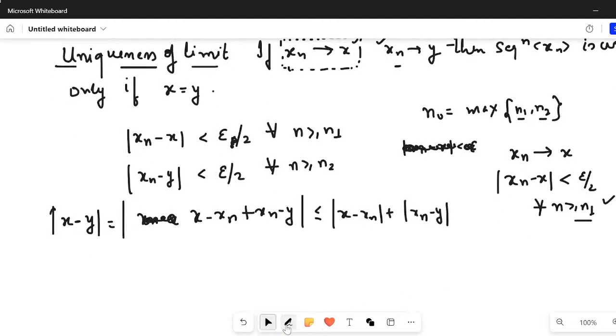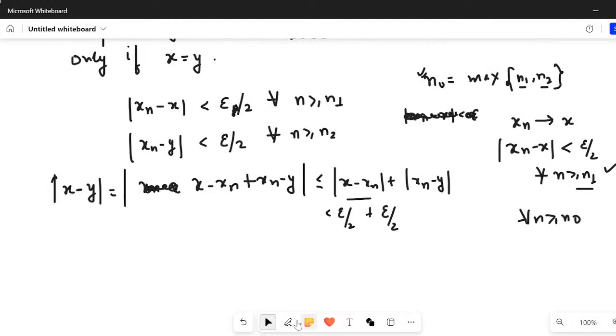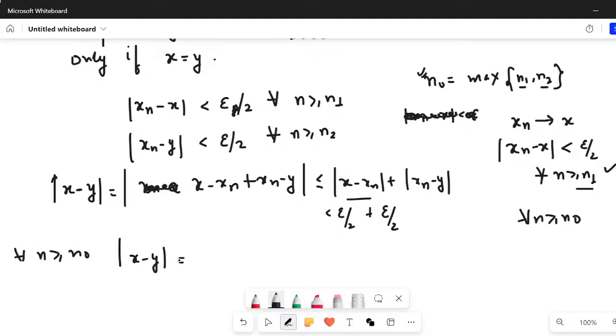Now for all n greater than equal to n0, what will happen? For all n greater than equal to n0, even this will be less than epsilon by 2 and even this will be less than epsilon by 2. So what does it imply? For all n greater than equal to n0, mod of x minus y can be made less than epsilon. And if the difference of two numbers can be made as small as possible, what does it imply? It implies that x should be equal to y. Is that clear, Amit, or is that not clear? Please let me know. We are coming to the questions, don't worry.